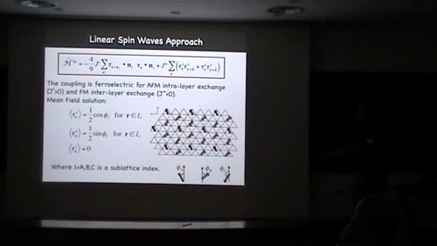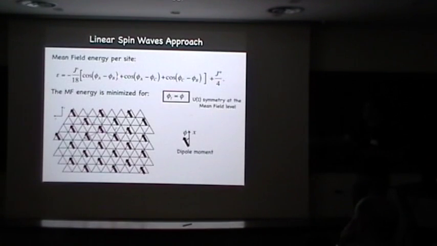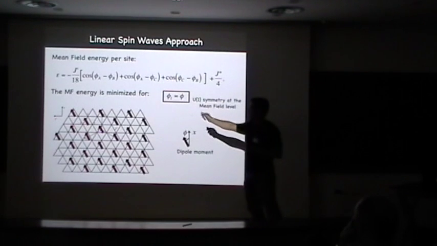For that, the only thing we need to do is to replace the operators by their mean value. We will get the energy per site as a function of these variational variables phi A, phi B, and phi C.